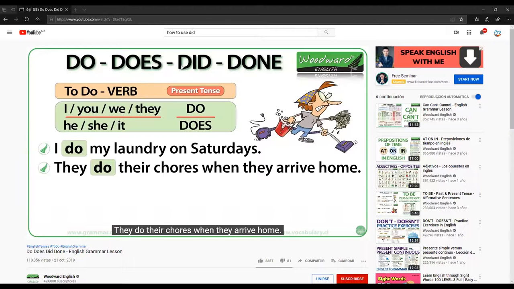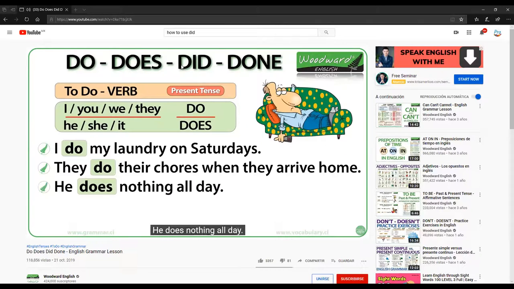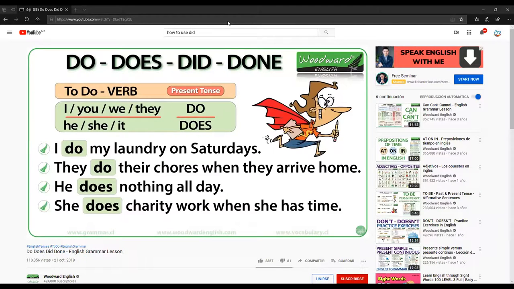They do their chores when they arrive home. Chores are the housework you need to do, like washing the dishes, doing the vacuuming, etc. He does nothing all day. That's right, he is quite lazy. He does absolutely nothing. She does charity work when she has time. People that do charity work are superheroes.